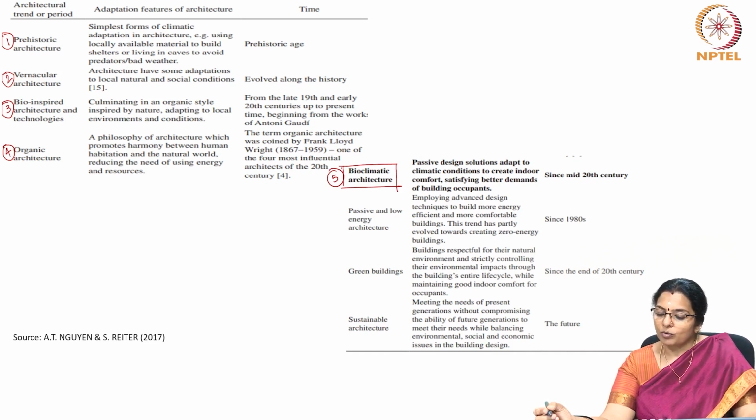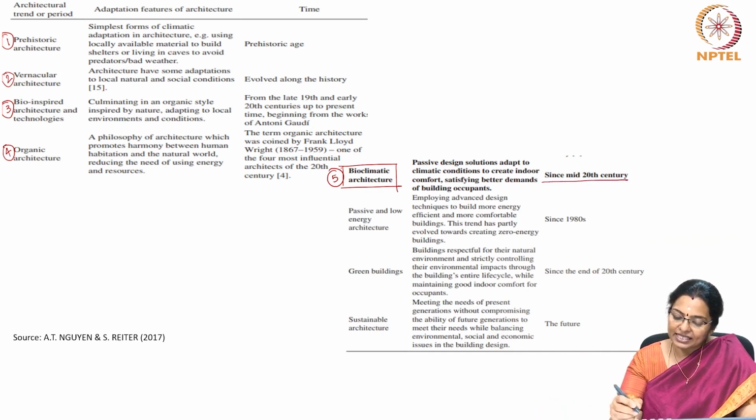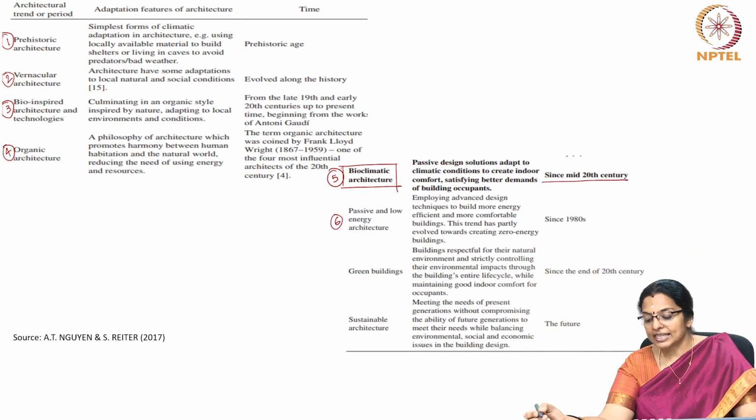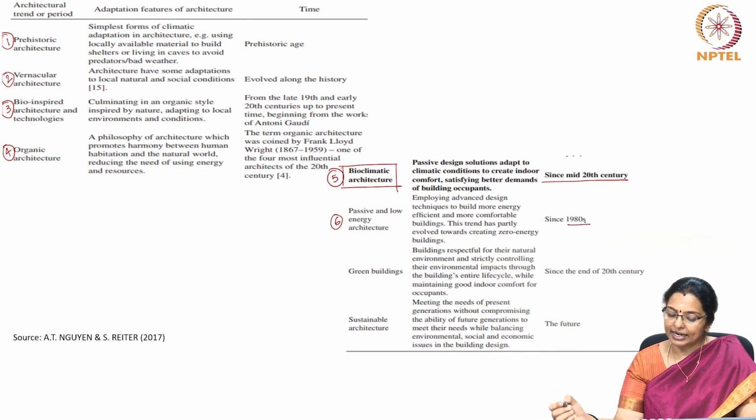So this talks about passive design solutions which adapt to climatic considerations to create indoor comfort, better satisfying the demands of occupants' needs. And this started in around the mid-20th century. After that came the term passive and low energy architecture. This employs advanced design techniques to build more energy efficient and more comfortable buildings.